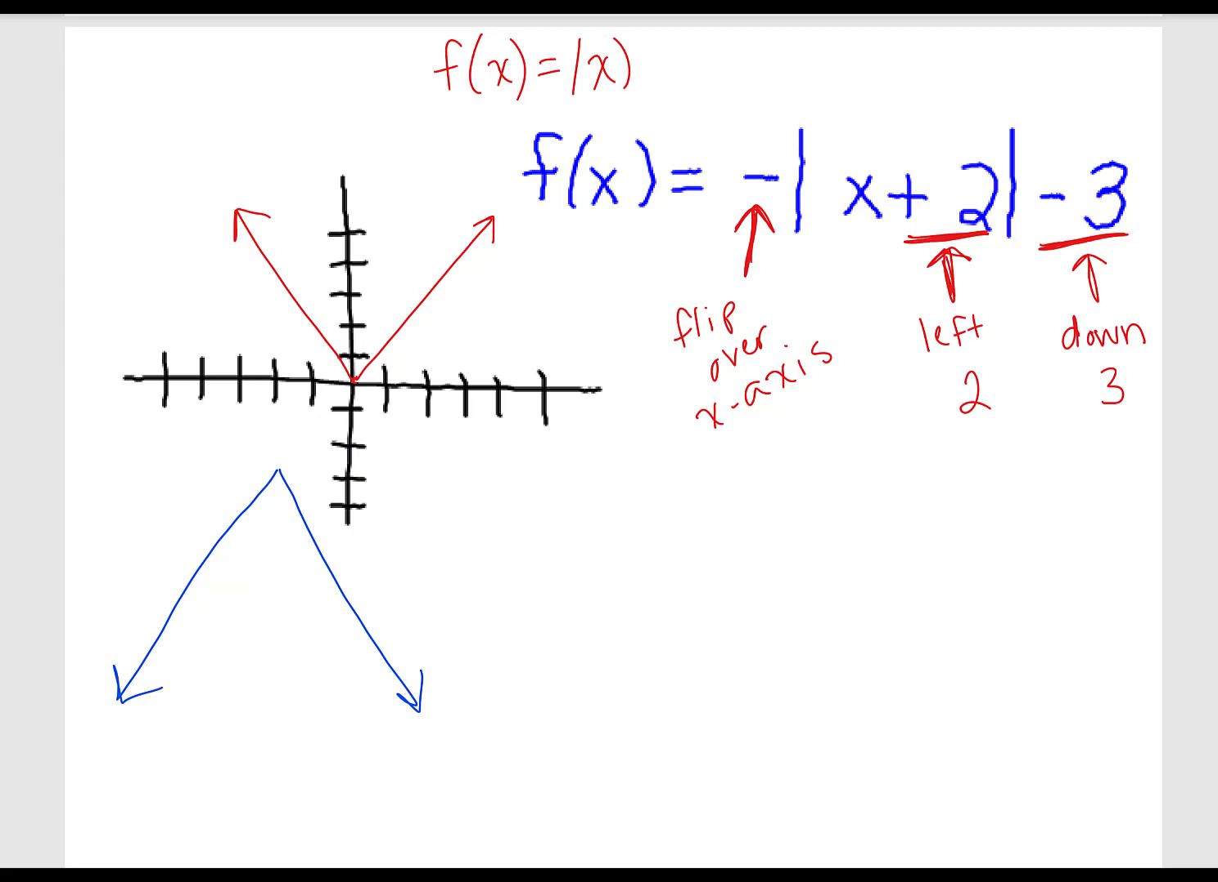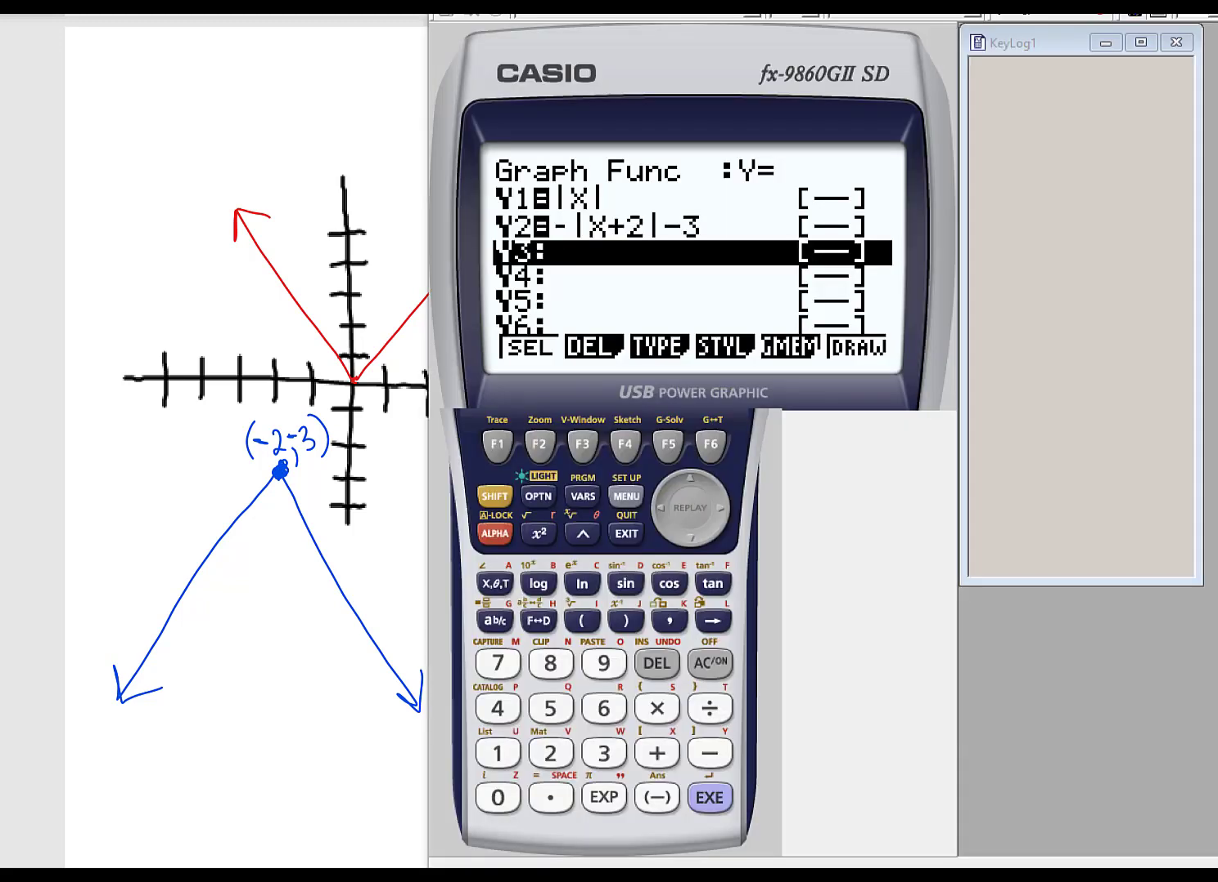Let me erase the lines that represented the movement. And that's what we're looking at with my vertex at -2, -3. Okay, graphed, it'll look like this. There it is, entered into the calculator.